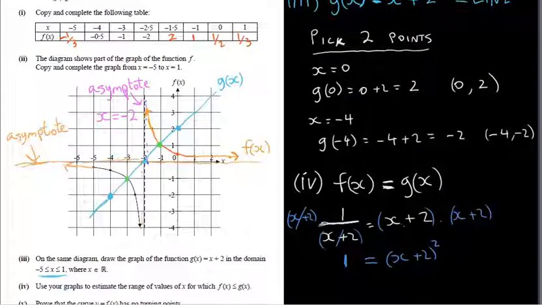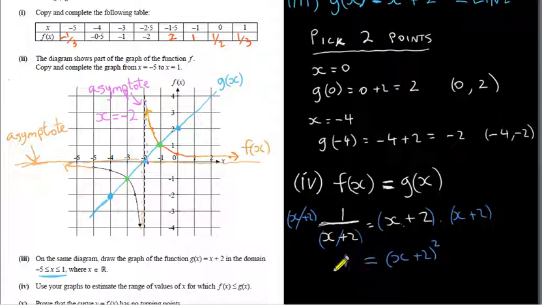Now, the hard way to solve it would be to expand this out to get x squared plus 4x plus 4 equals 1. Then bring the 1 over, so we'd have x squared plus 4x plus 3 equals 0. We'd have a quadratic equation. We could factorize it or use the minus b formula to solve it. But that's too long.